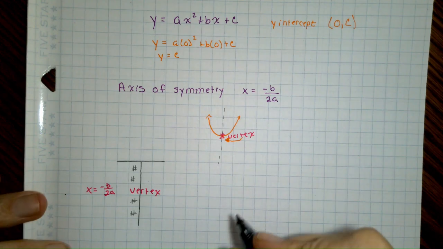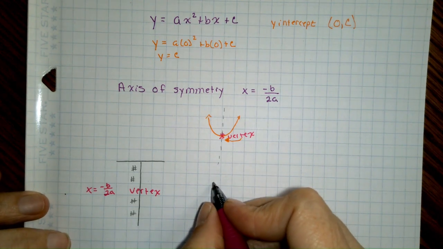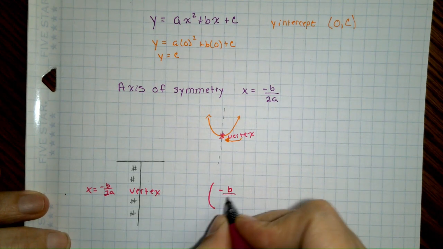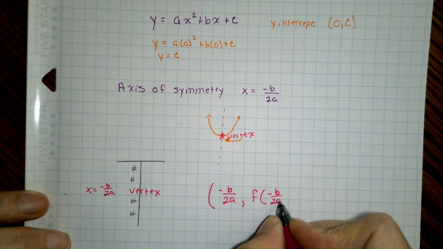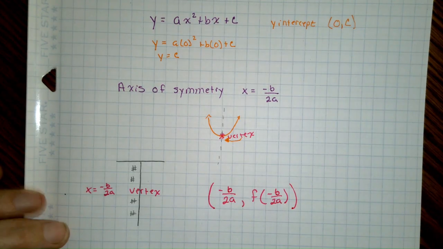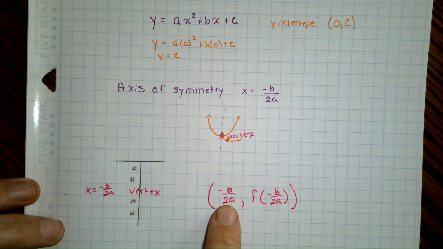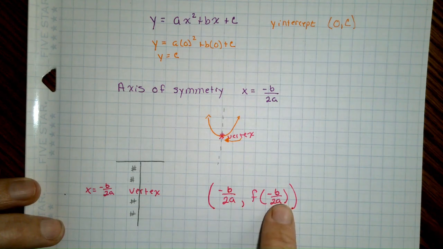Okay, some places you might see the vertex written like this. Negative b over 2a, comma, f of negative b over 2a. This just means your x is your negative b over 2a and your y is the number you get after you substitute it.